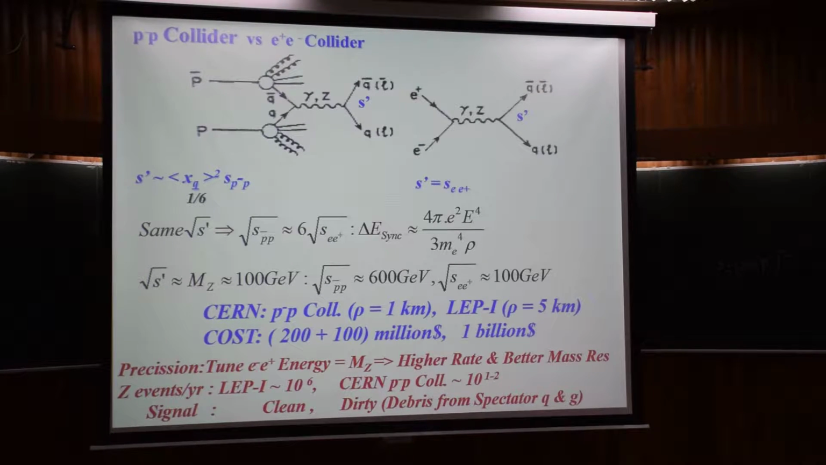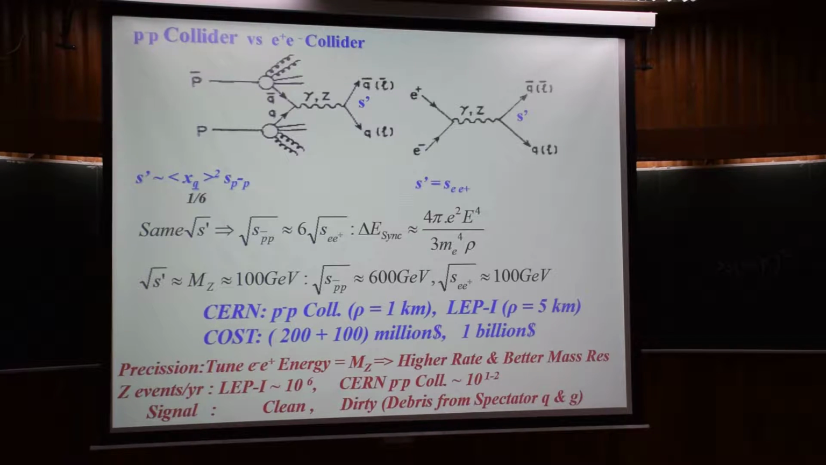Okay. So you see the complementarity between the two kinds of machine. So the lesson you learn from this slide is if you want to probe a new energy range, a higher energy range, you first do it with a hadron collider, p-pbar collider. Okay?